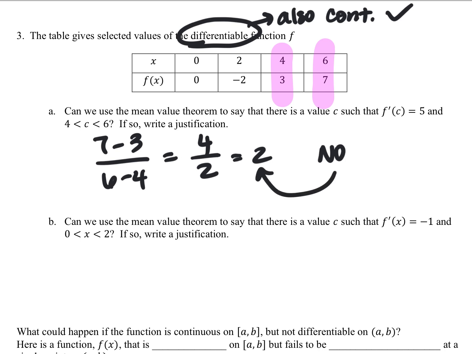And AP is not going to ask us something like this, so I'm not going to harp on this. It's just going to need to equal the average rate of change. And if that's not my average rate of change, no, there's nothing more I need to do here.